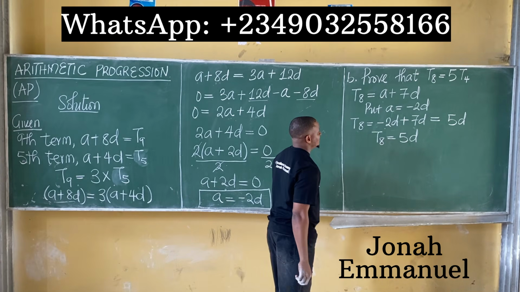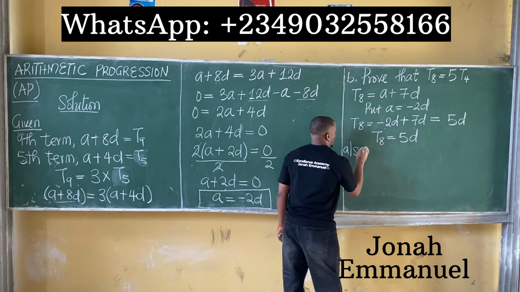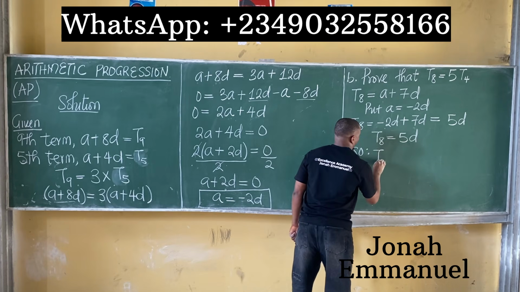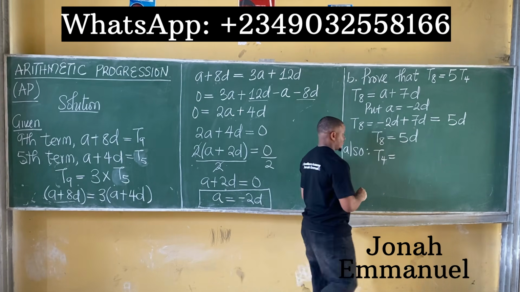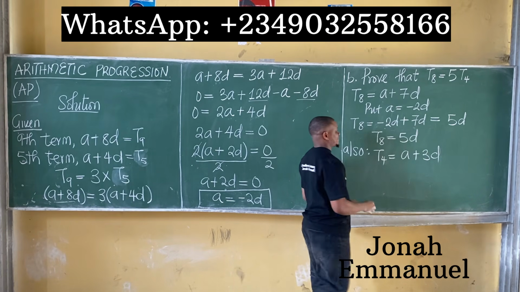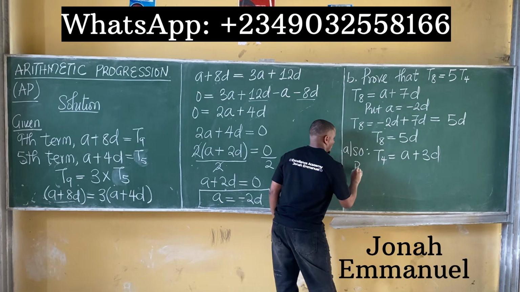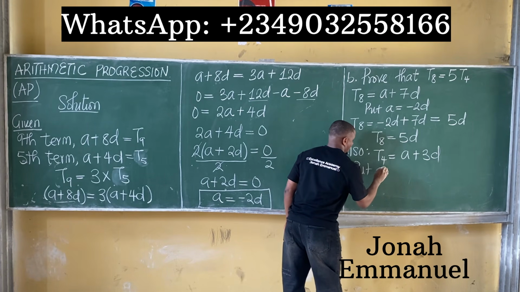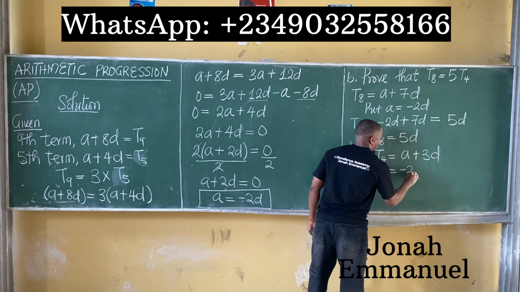Let's get the fourth term. The expression for the fourth term T4 is A plus 3D. This is the expression for the fourth term. Let's put A. We said A is what there? Minus 2D. Put A as minus 2D.